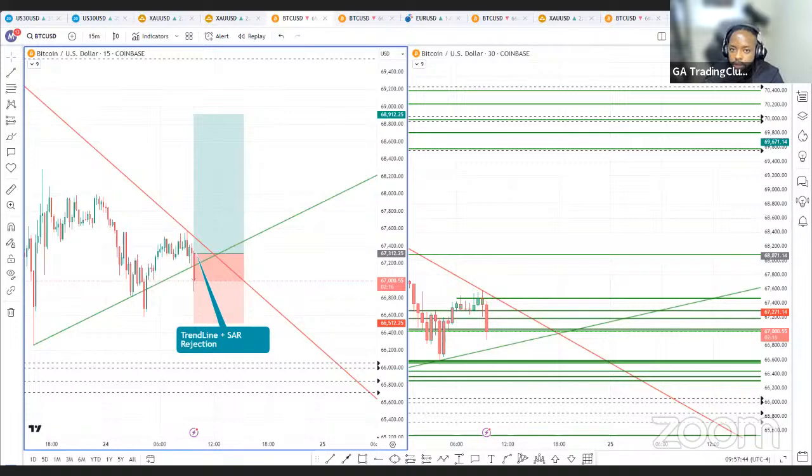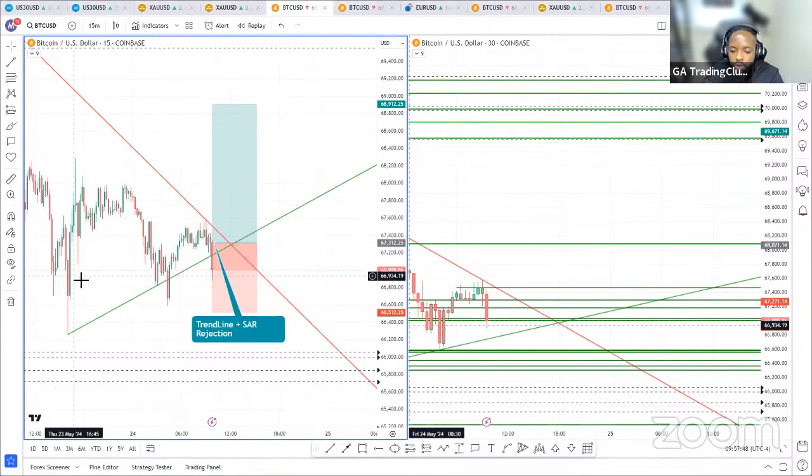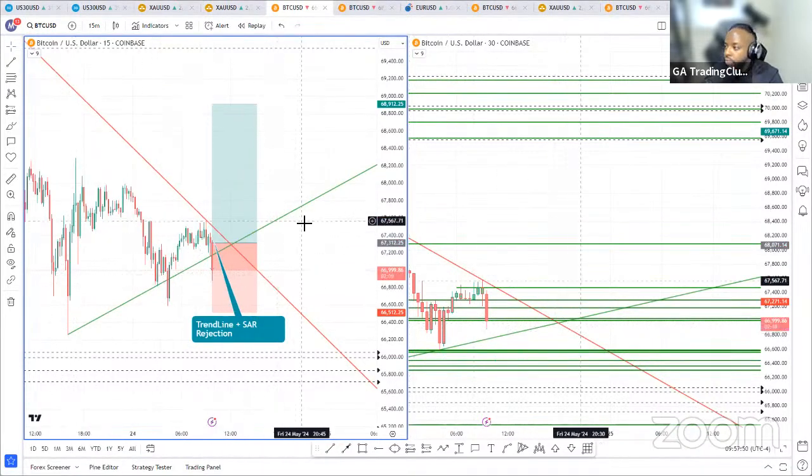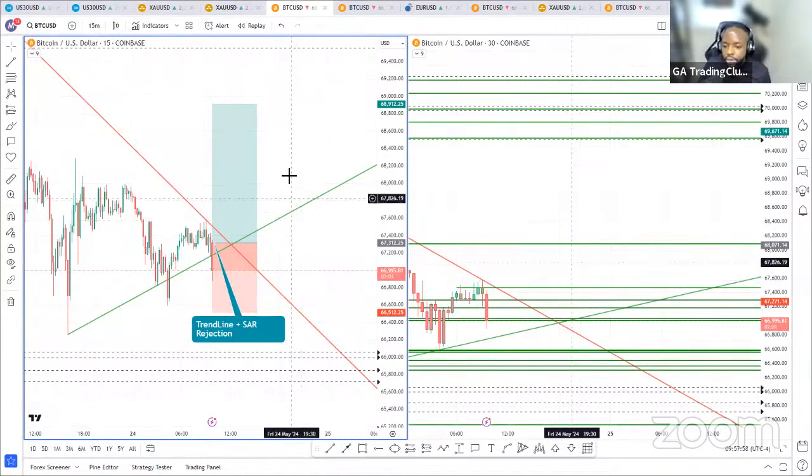BTC still ranging so far. So remember, we don't want to take out all these lows, right? So if we take out those lows, then we probably will see price might start dipping to the downside.